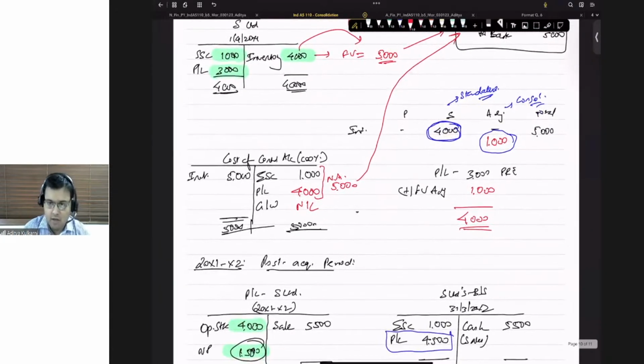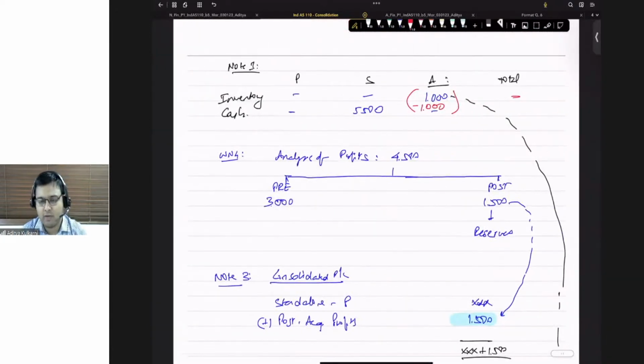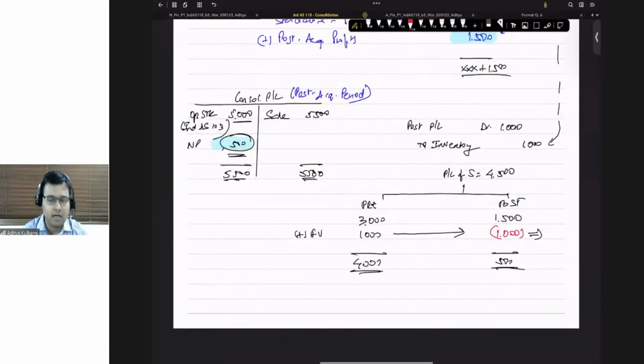Now, once we do this, let us move to the post-acquisition impact. I'll come to the consolidated P&L first. Then I will try to reconnect with that 1,000 rupees adjustment. In consolidated P&L, you have taken over the inventory at 5,000. So inventory will be at 5,000. The sale is happening. It is sold for 5,500. So for consolidation purposes, your net profit should be 500.